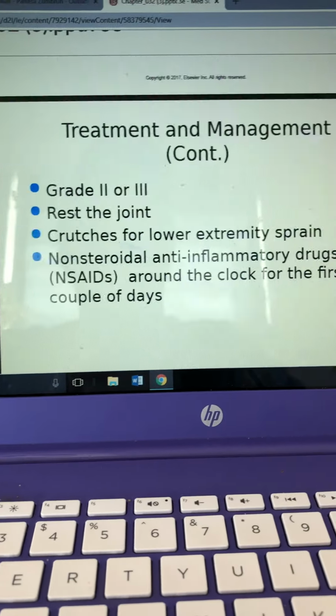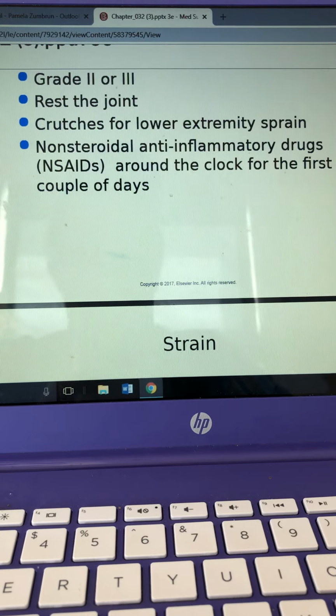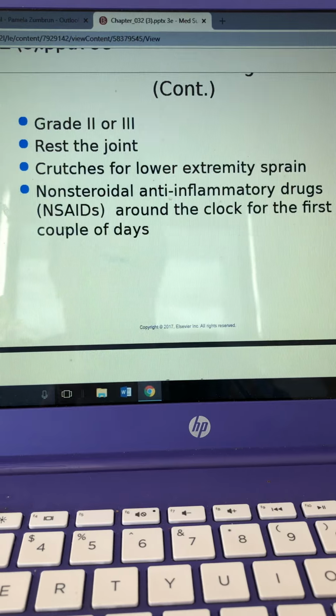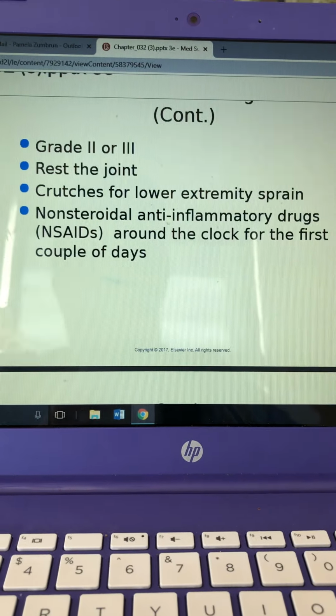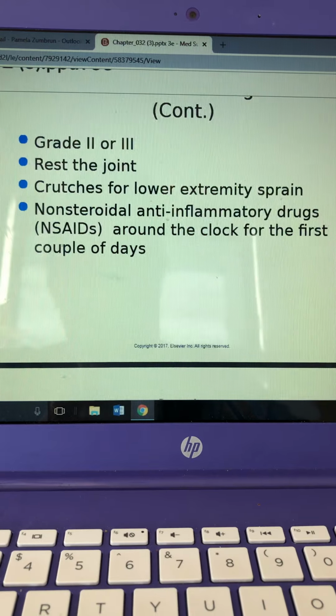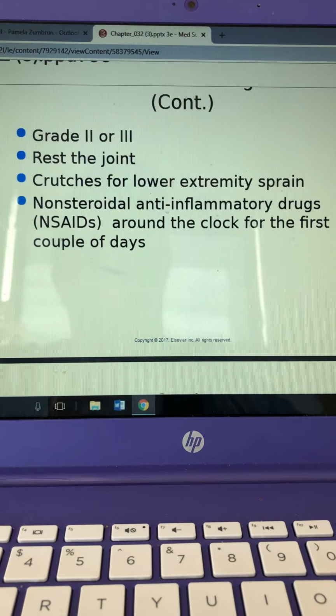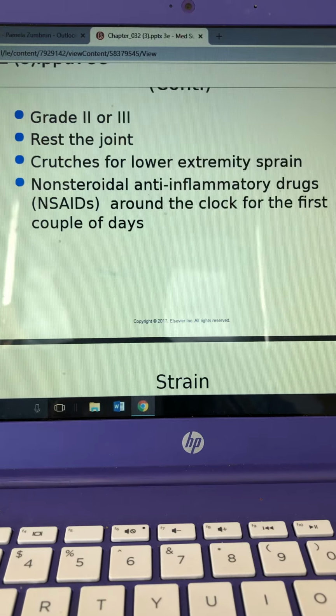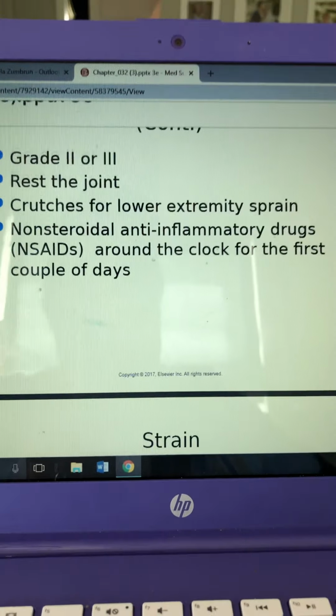I think we already mentioned this, but for a grade 2 or 3, resting the joint, crutches, yes, they may need to be used to keep the patient from bearing weight on the joint. For a lower extremity sprain, the NSAIDs may need to be given around the clock for the first couple of days.